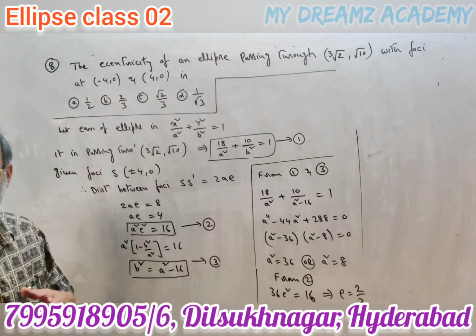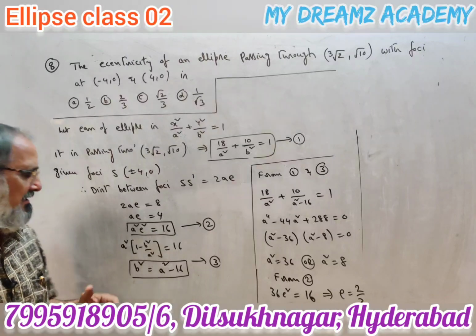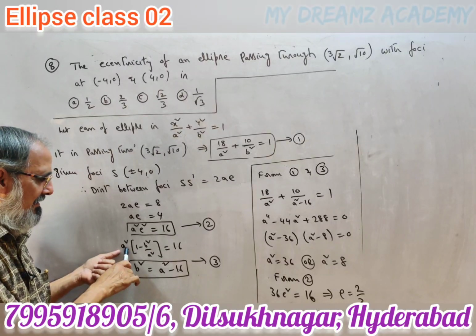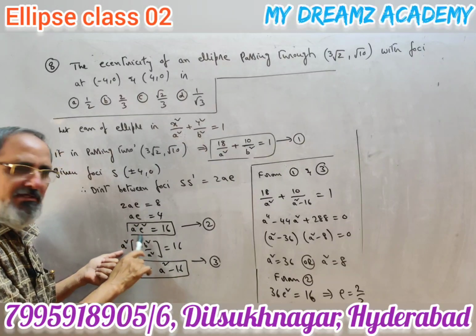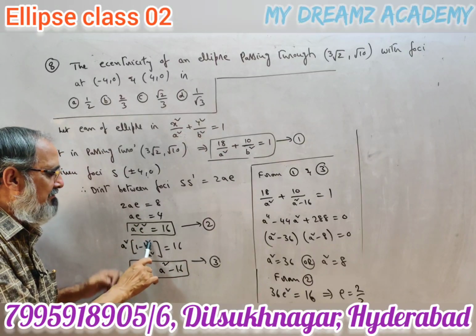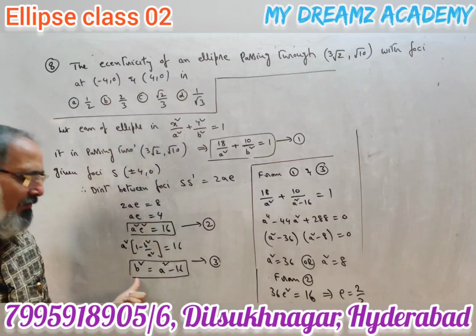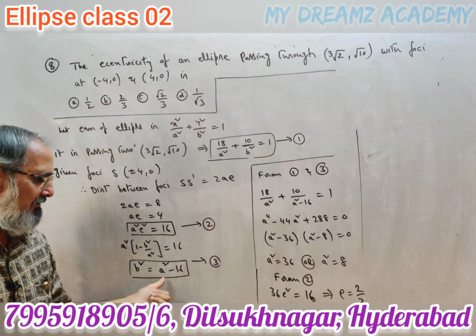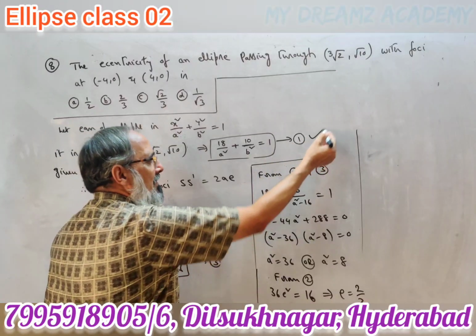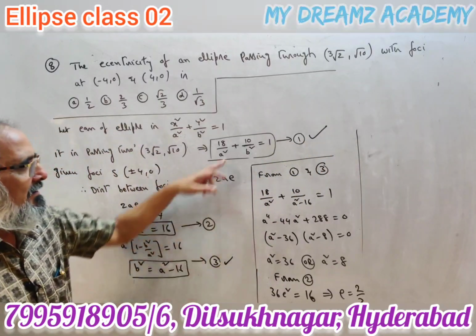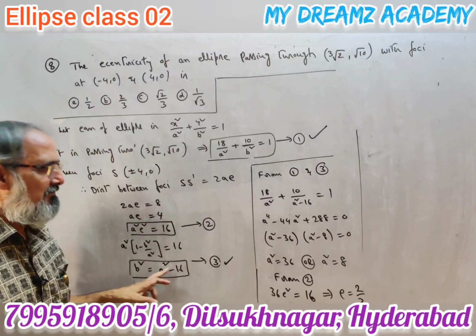But according to the concept of eccentricity, a²e² can be written in terms of b²: a² into (1 minus b²/a²) equals 16. From this you can deduce b² equals a² minus 16. This is 3. Now you observe that from 1 and 3, wherever b² appears you can keep a² minus 16.